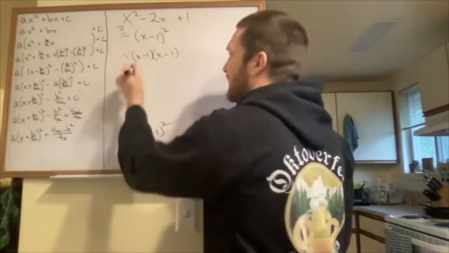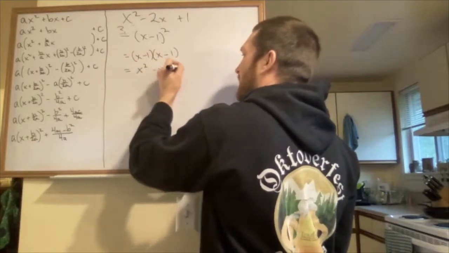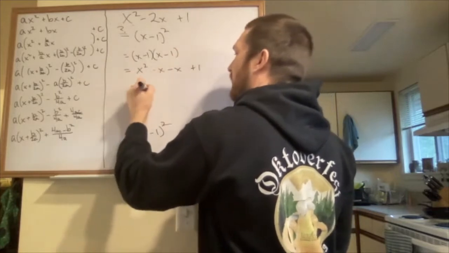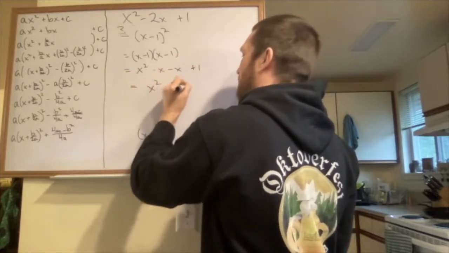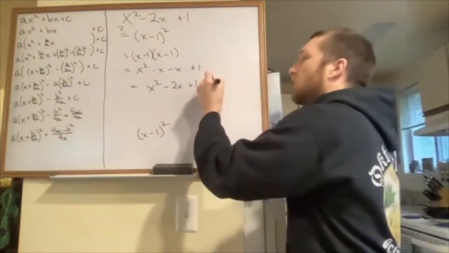First, outer, inner, last. First gives me x squared. Outer gives me minus x. Inner gives me minus x. Minus 1 times a minus 1 is a plus 1, for a total of x squared minus 2x plus 1, which is what we started off with. And so there we go.